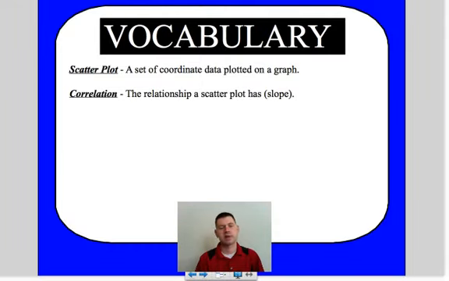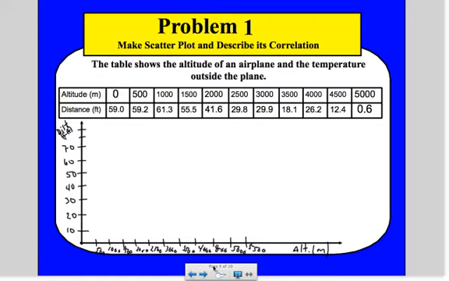First off, a scatter plot is a set of coordinate data plotted on a graph. So basically, it's exactly what the name of it is. It's a bunch of plots scattered across a graph. A correlation is the relationship a scatter plot has. In reference, it's really like the slope. Does it have positive or negative slope?